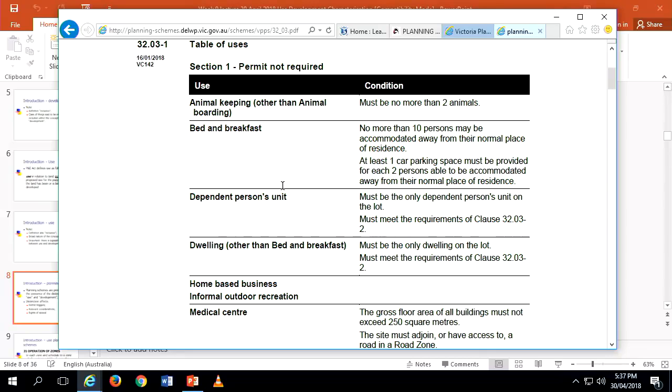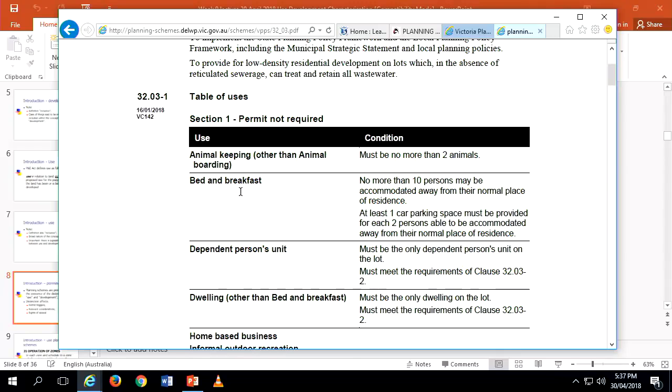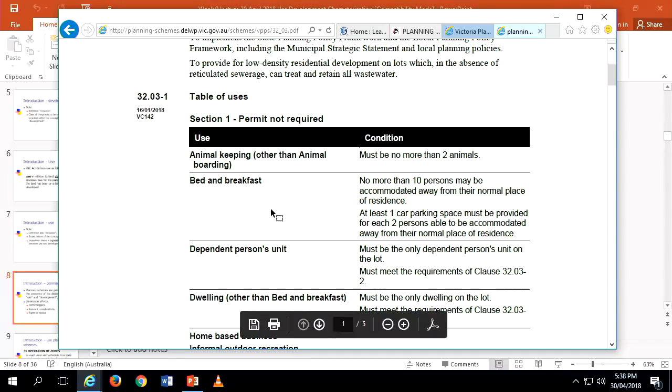Now, let me ask you guys a question. If I wanted to know what animal keeping is, other than animal boarding, where would I go to find that out? Definitions, clause 74 of the planning scheme. Okay, so that's a good one to know kind of off by heart.